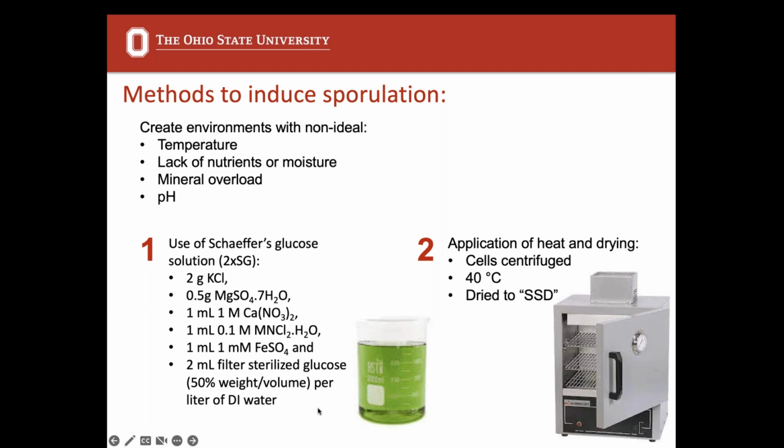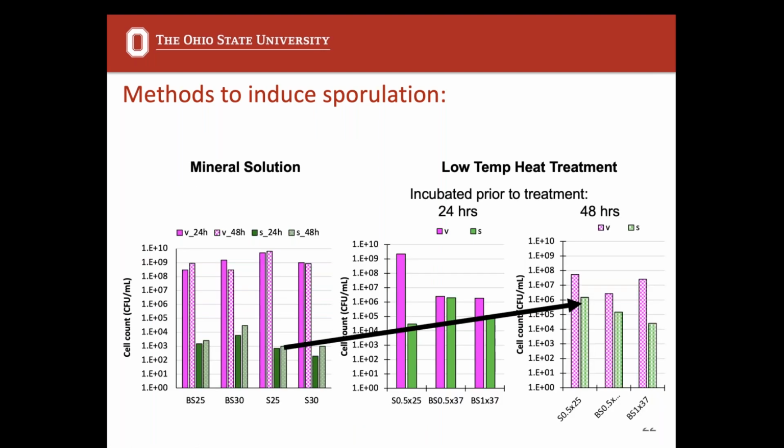The other approach was to try and dry the cells in the oven. So we're going to remove moisture and expose them to a high temperature that they don't like and see how many cells we get out of that. We essentially dried them to about an SSD condition, as much as you can tell that with a bacterial solution.